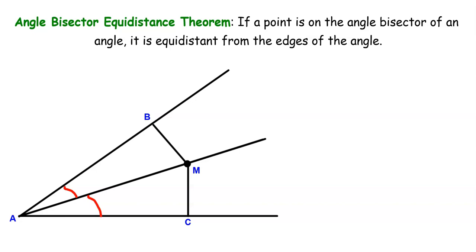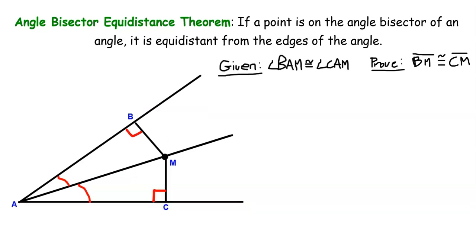Or in other words, if we have angle ABC and ray AM, so that angle BAM is congruent to angle CAM, and BM and MC are perpendicular to AB and AC, then BM and CM are congruent. So go ahead, pause the video, copy down pretty much everything you see on the screen right now, come back when you're ready to move on.